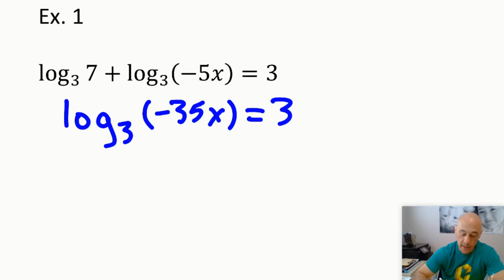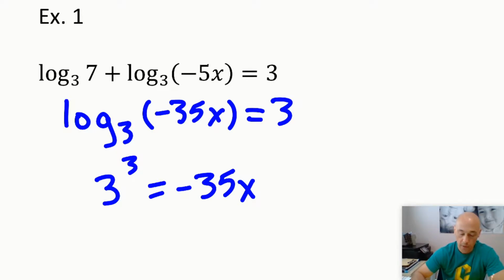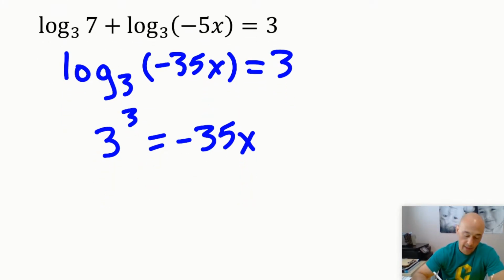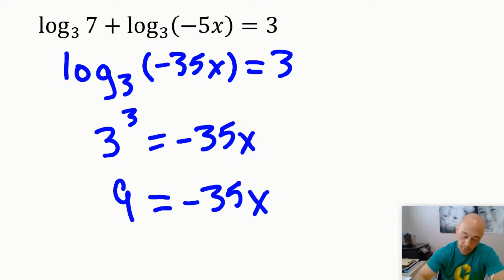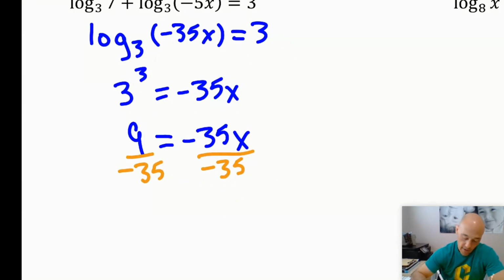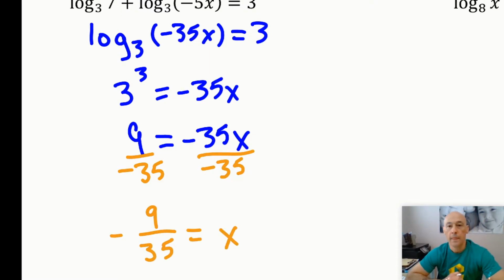Now, rewriting this into an exponential, we have 3 to the third is equal to negative 35x. 3 to the third, that is 27, equals negative 35x. Dividing both sides by negative 35, we have negative 27 over 35 is equal to x. And that is our solution to example 1.